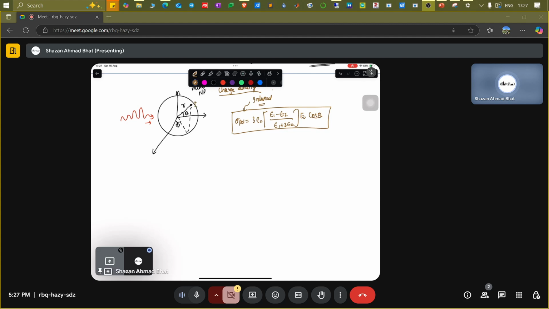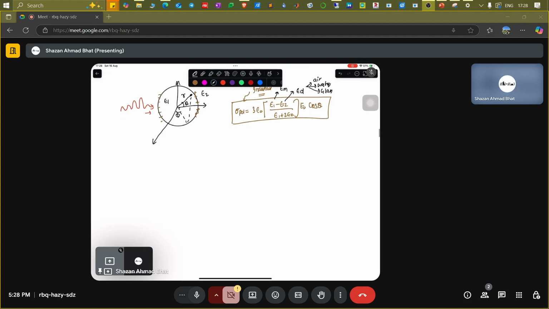Obviously, because there will be some charges induced on this, there will be positive charges, there will be negative charges. Here we are treating the external permittivity as epsilon 2, and the metallic permittivity as epsilon 1. So this is the permittivity of the metal, and this is the permittivity of the dielectric. The dielectric can be air, it can be water, it can be glass, it can be all other things. Okay, so what is this thing?